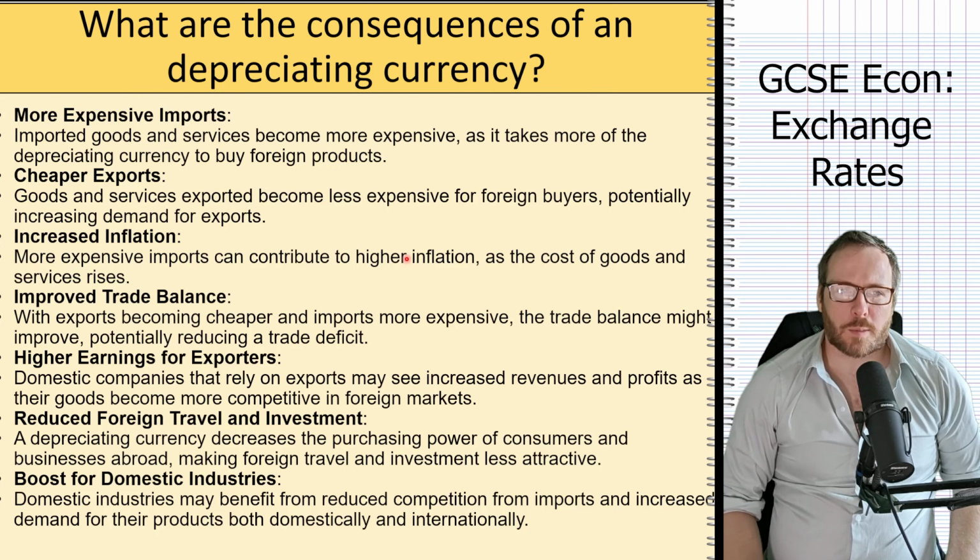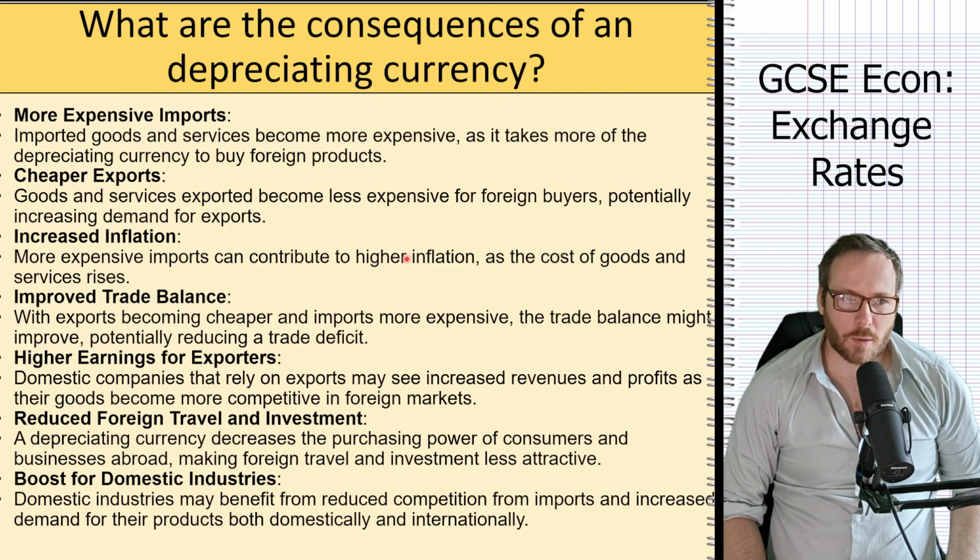And the opposite for a depreciating currency, we've got more expensive imports. It costs your domestic residents more to buy from abroad. On the other side, you've got people willing to buy more from you because your currency is cheaper. You might have more inflation, or import inflation, as they say. You might have an improved trade balance because people are buying more from you than you are from them.